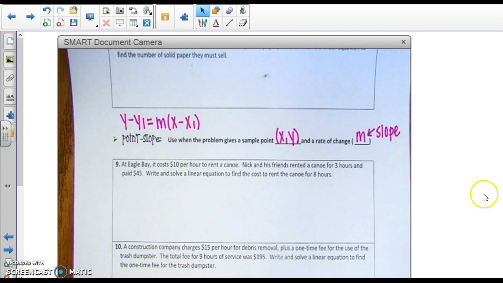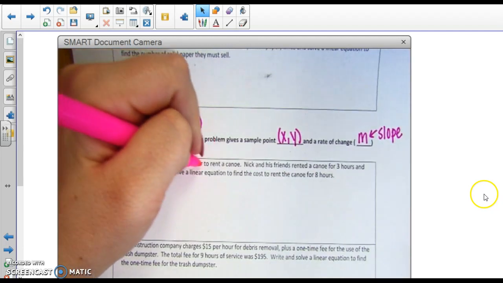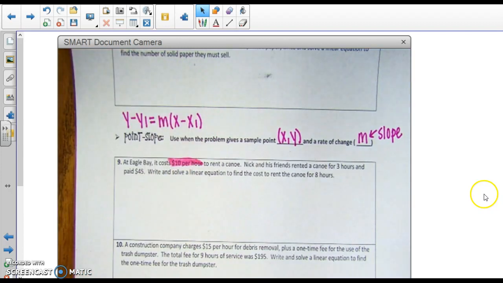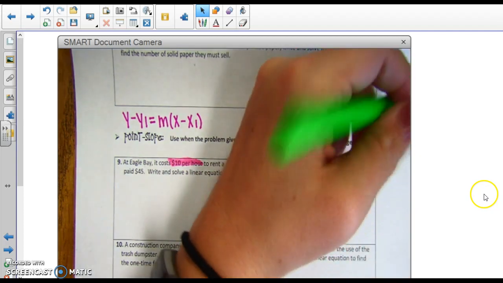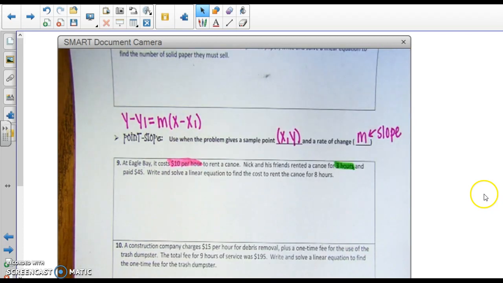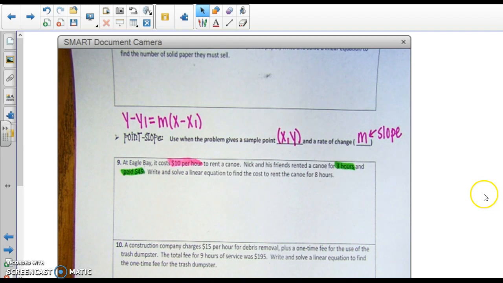I'm going to do number 9. So, at Eagle Bay, it costs $10 per hour to rent a canoe. Alright, so let me go ahead and highlight that. So, $10 an hour to rent a canoe. Nick and his friends rented a canoe for 3 hours. So, 3 hours. And they paid $45. So this is our information that we're given.